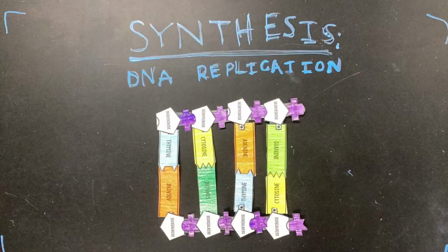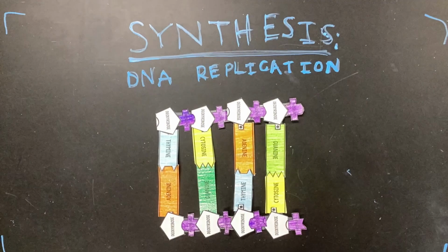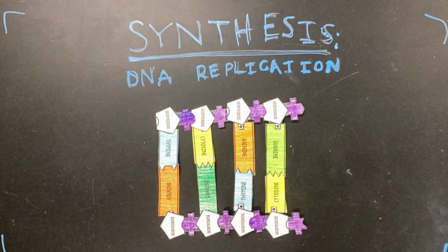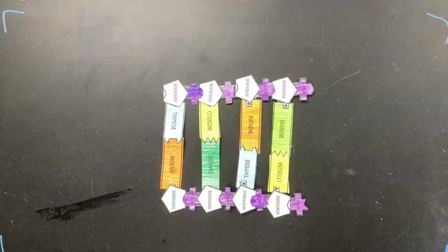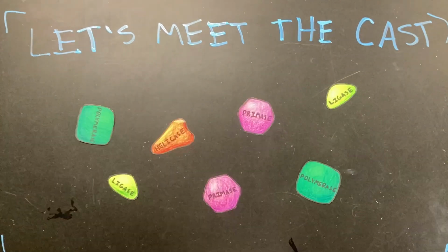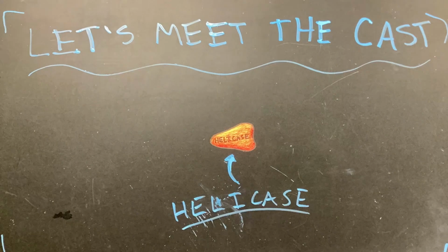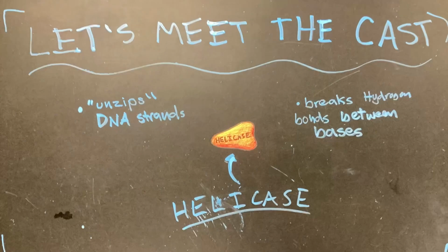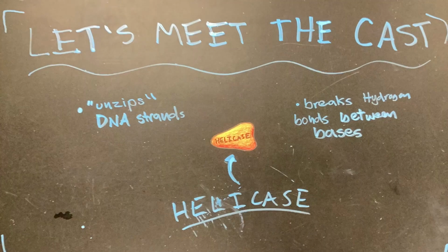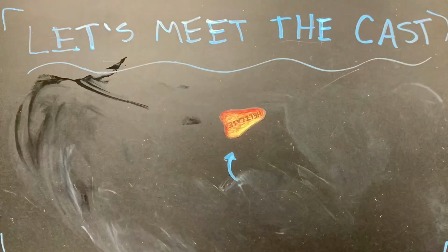Here is DNA, made up of nucleotides which each include a phosphate group, a deoxyribose sugar, and a nitrogenous base. Now, let's meet the cast, or the important enzymes used in DNA replication. The first enzyme is helicase. Helicase unzips or separates the two strands of DNA by breaking the hydrogen bonds between their bases.